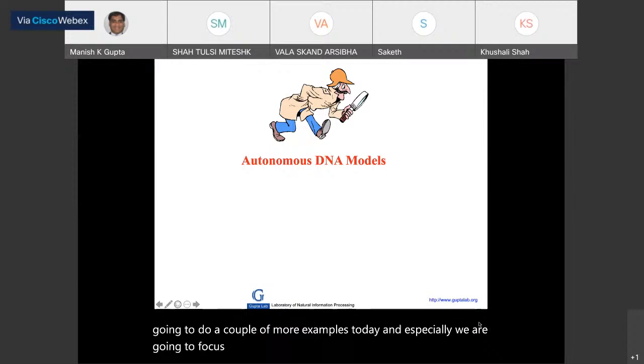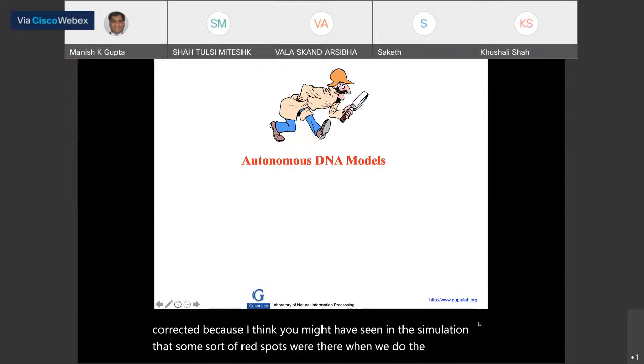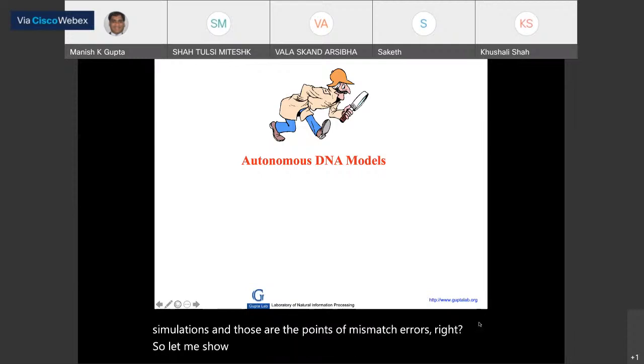error correction mechanisms, how errors are corrected, because I think you might have seen in the simulation that some sort of red spots were there when we did the simulations, and those are the points of mismatch error, right? So let me show you what are the kinds of errors and how to correct them. And I am going to discuss two of them basically, which are important.